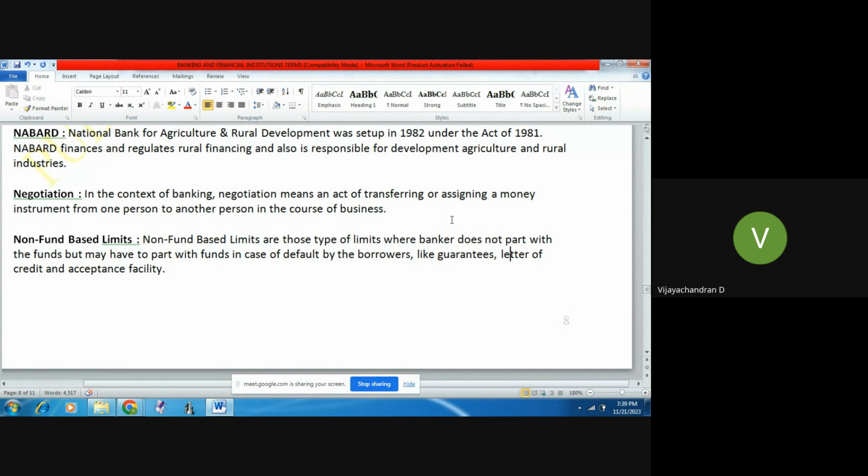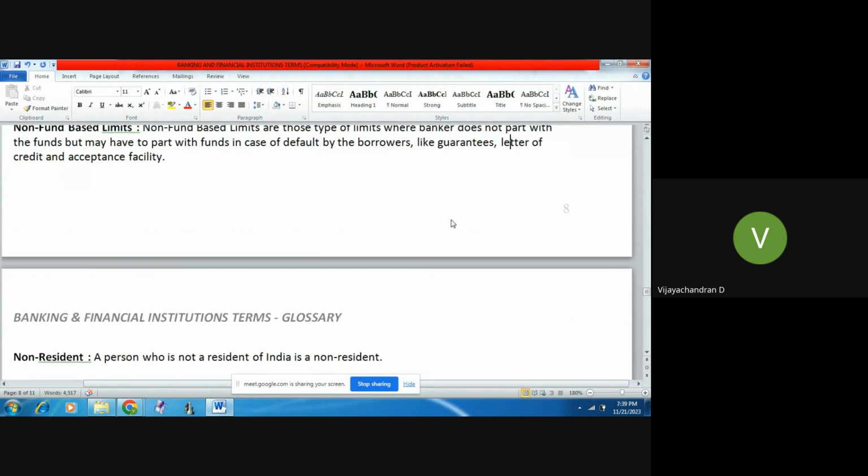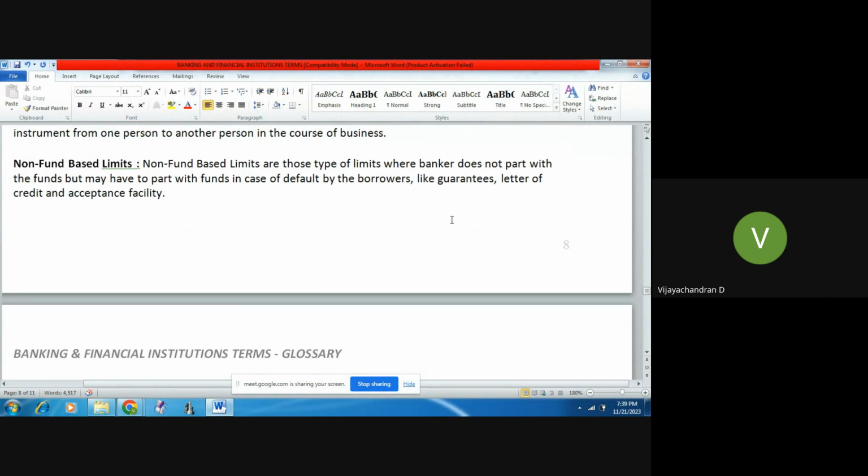NFPL. So what is NFPL? It's the type of limit where the bank does not part with the funds.